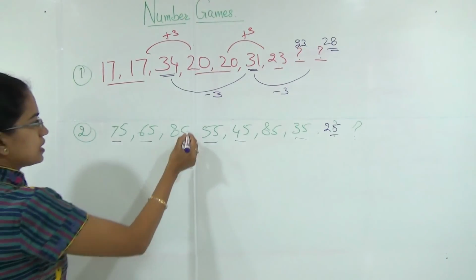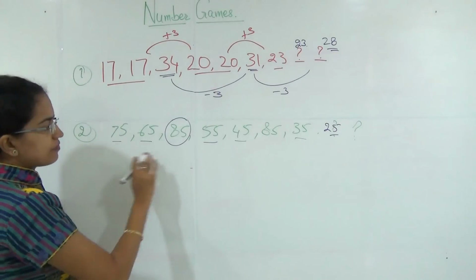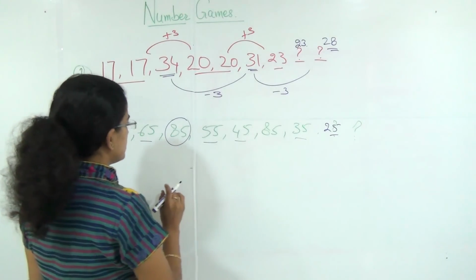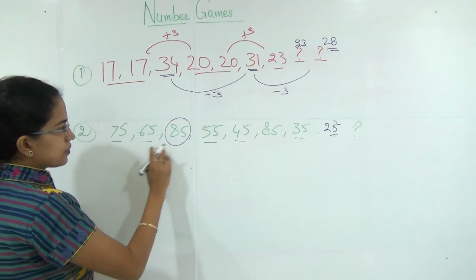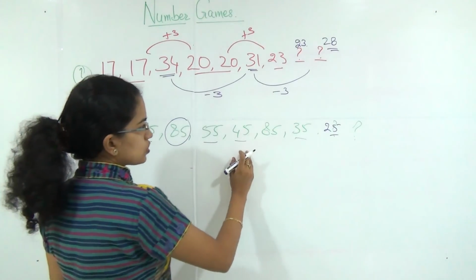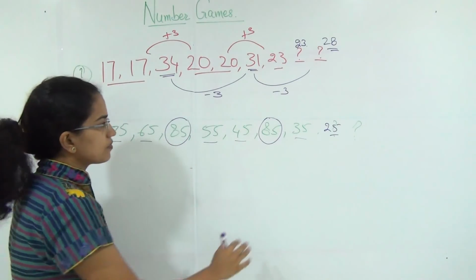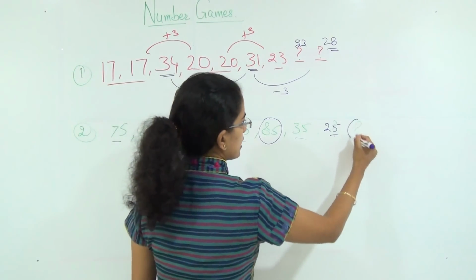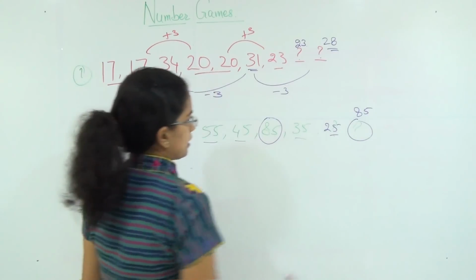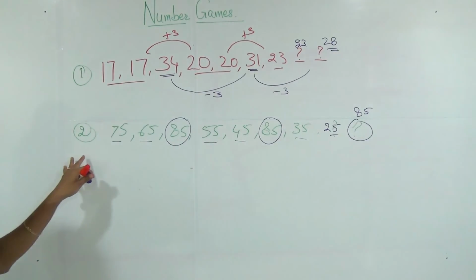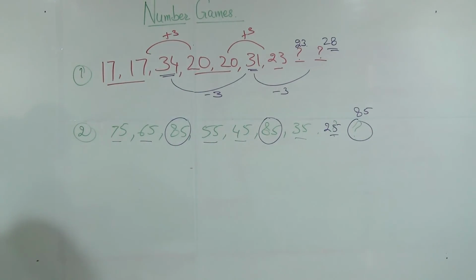But what is happening with this 85? This 85 remains constant in the series. So after every two numbers you have 85. Then you have the next two numbers, and 85 again. And then you will have the next two numbers and here would be 85 again. So these are the kind of questions which are a bit simpler in nature. Now let's move on to our next question here.